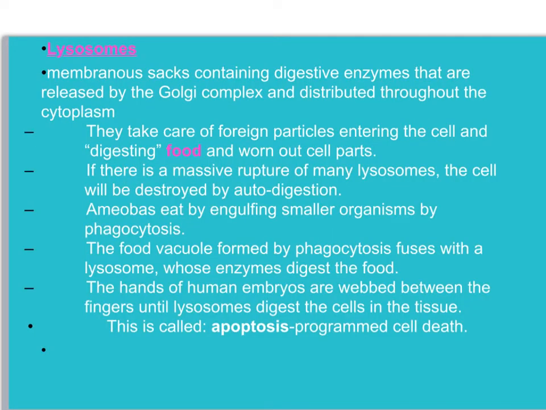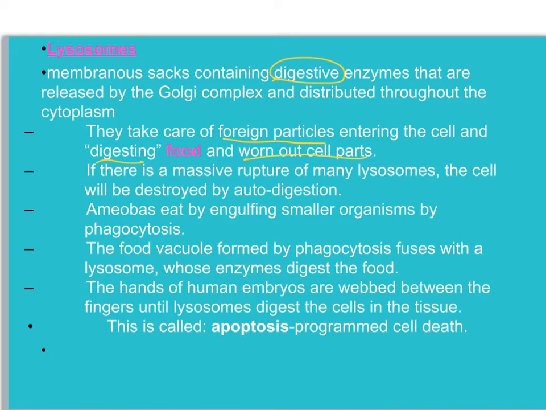So the next organelle we're going to talk about is lysosomes. Lysosomes are basically for digestion inside of the cell because they contain digestive enzymes. They're like little sacs, so they look like little circles or spheres, and they're usually released by the Golgi. Inside of them they have digestive enzymes that break down things. They take care of foreign particles and also food and cell parts like cell organelles that are not functioning very well. A foreign particle would be something that's not supposed to be there.